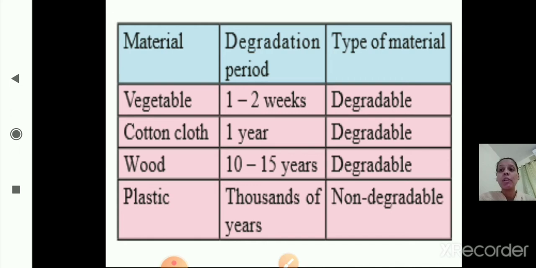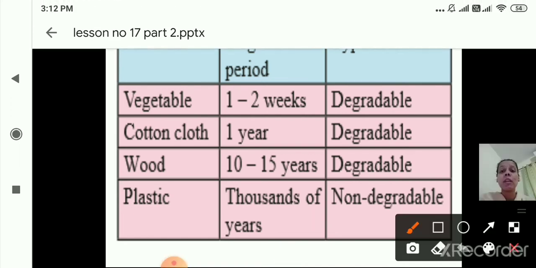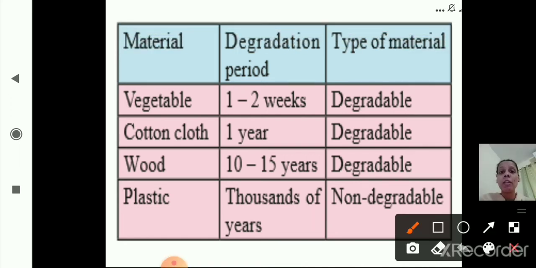Here the table shows material, degradation period and type of material. Now from the table we can identify which material takes how much time for degradation, and the type of material, whether it is degradable or non-degradable. The material which is non-degradable is an environment pollutant, like plastic.